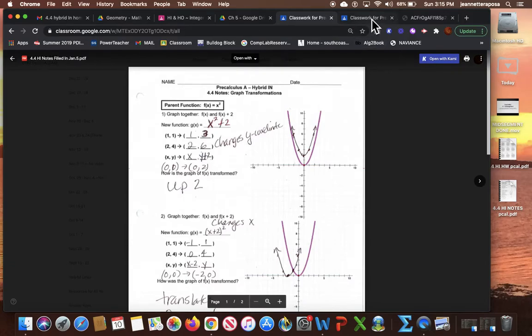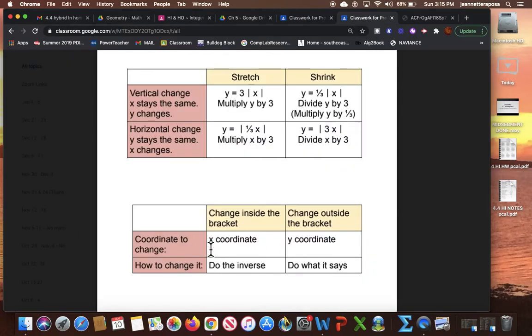So the thing to remember is that if we're changing the input x, we kind of have to think counterintuitively and do the opposite of what you're seeing done in the brackets. If we're changing the y coordinate, then we do things intuitively. We do it exactly like it says. So let's take a look at what I mean by this.